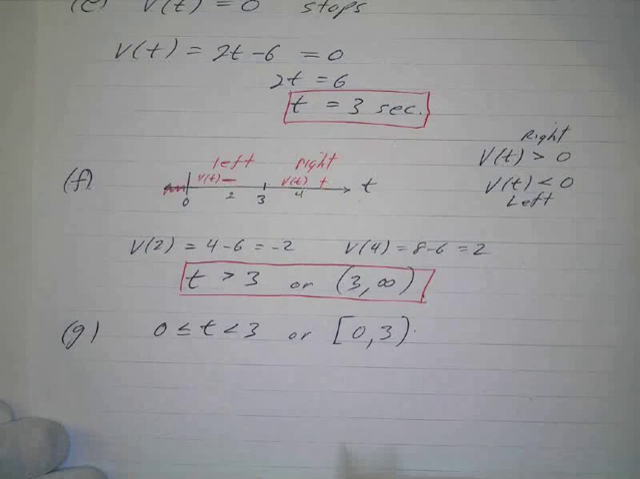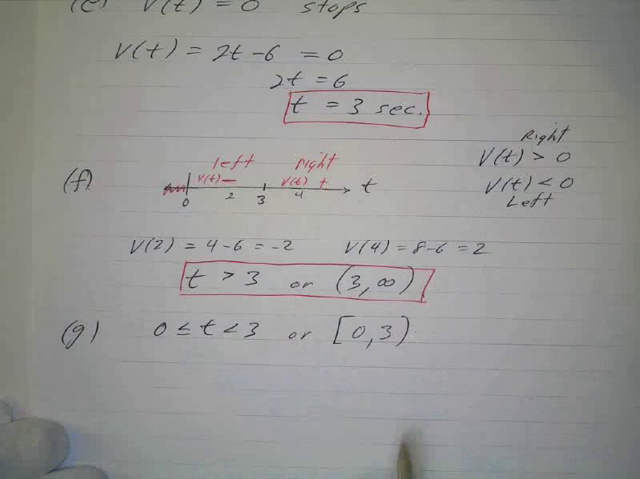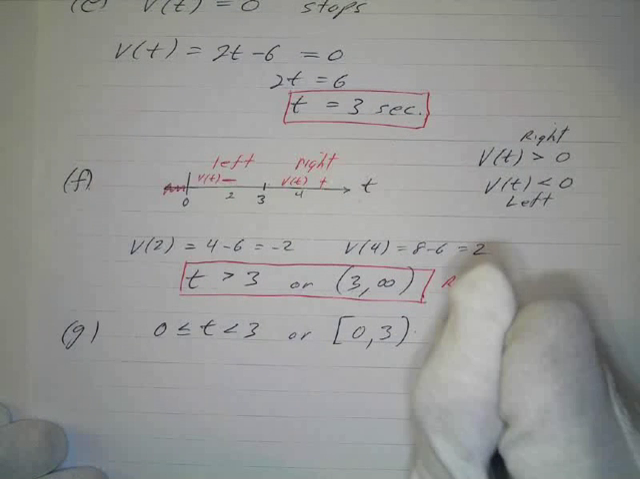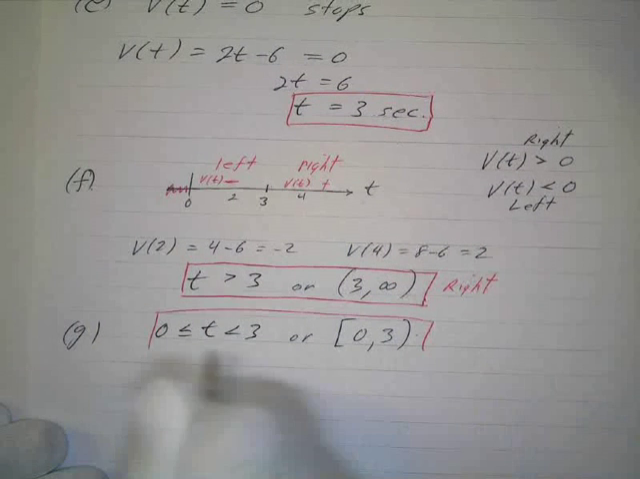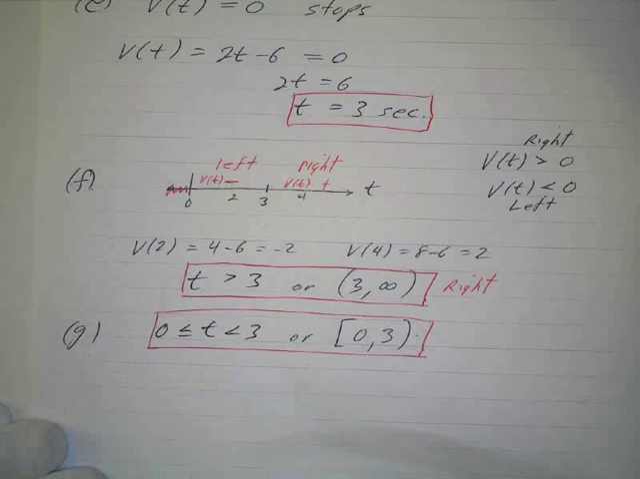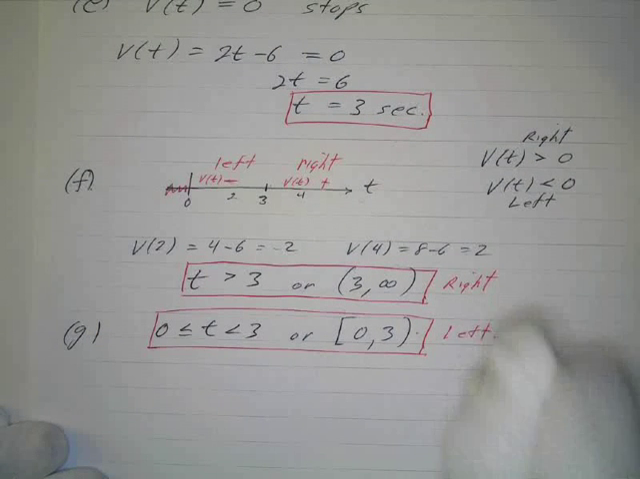So that's when it's moving to the left. So this is right, and this is left. Either one of those will go in for G. You don't have to write that, but just put them in the right place. So this is left.